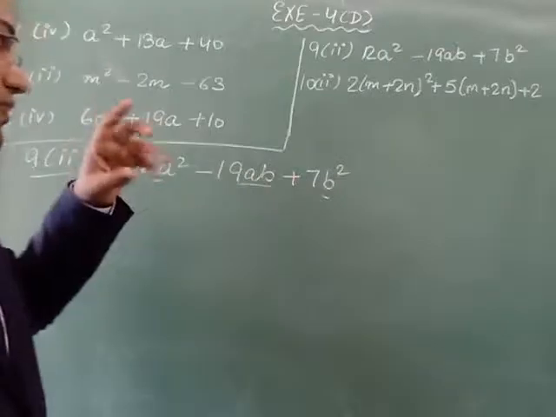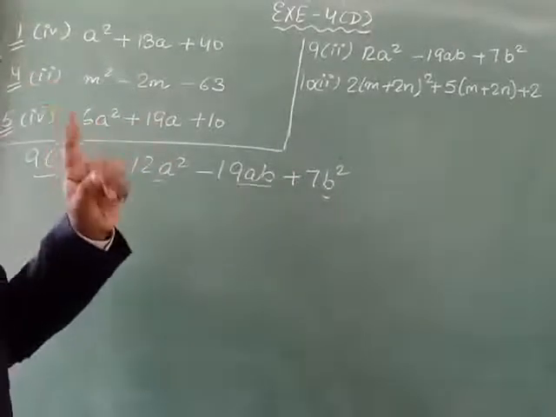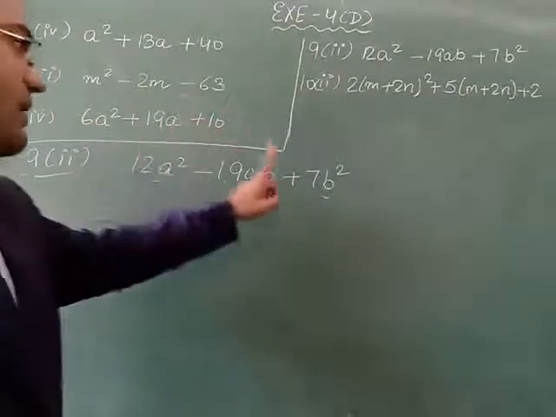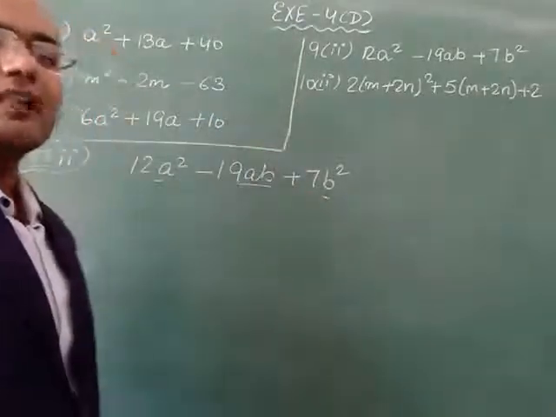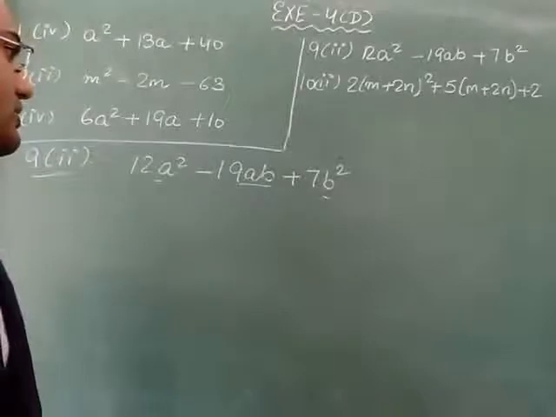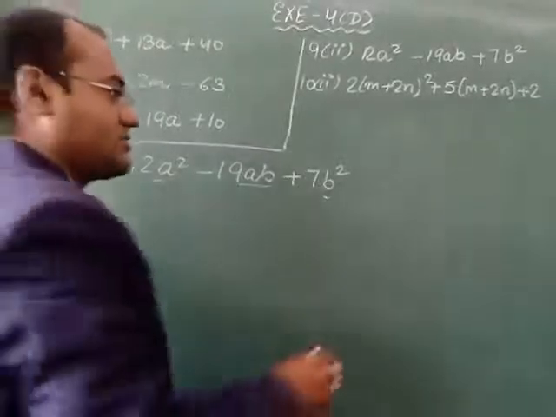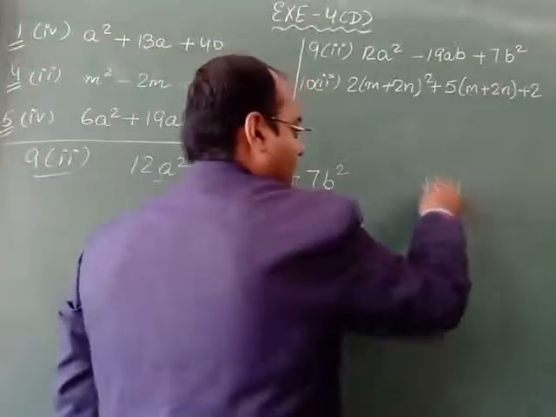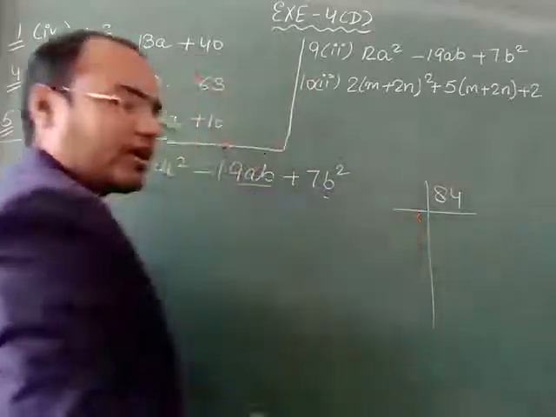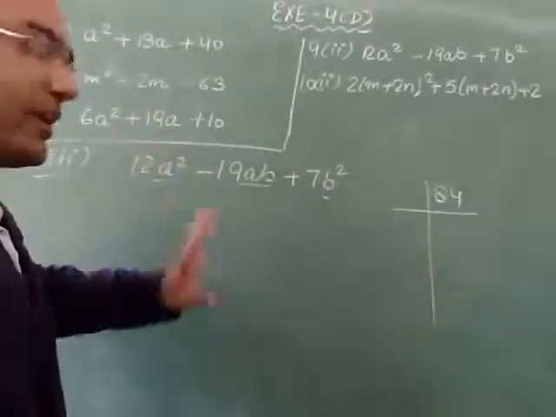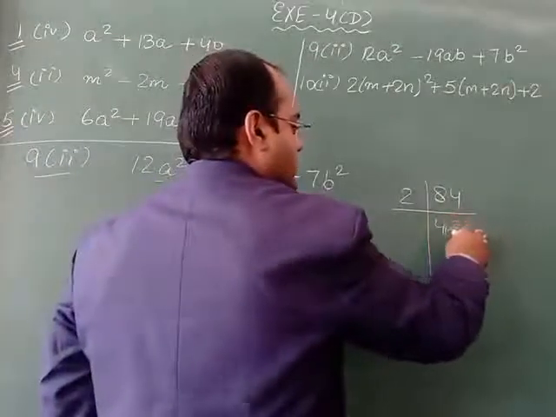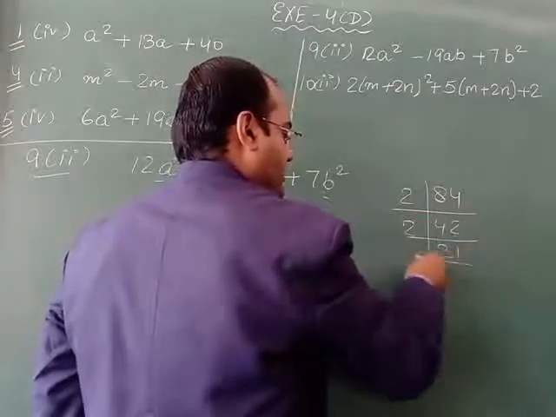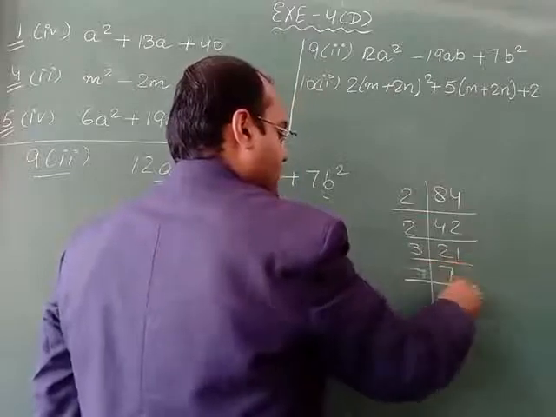So what do we have to do? We have to multiply the first and last numbers. 12 multiplied by 7 is 84. So we have to find the factors of 84, and with the help of the factors of 84 we have to make minus 19. So we will find the factors first.